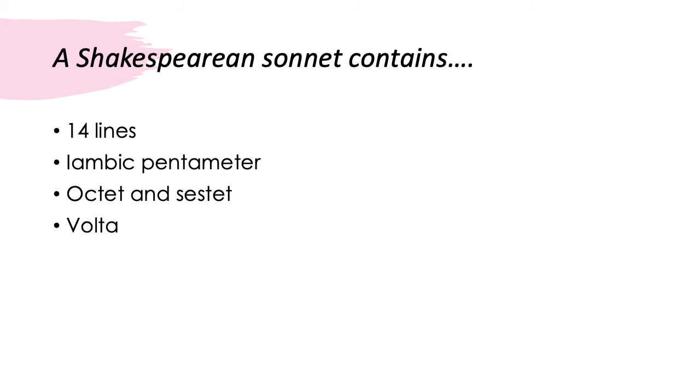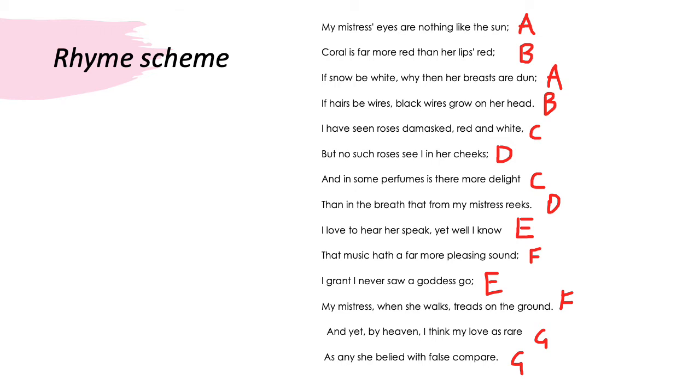So a volta, remember, was a change in train of thought. So a change in mood, a change in time perhaps, but a shift in the direction of thought. One other thing that we haven't yet talked about is the rhyme scheme that is required for a sonnet to be a true sonnet. Now, a Shakespearean sonnet follows this rhyme scheme.